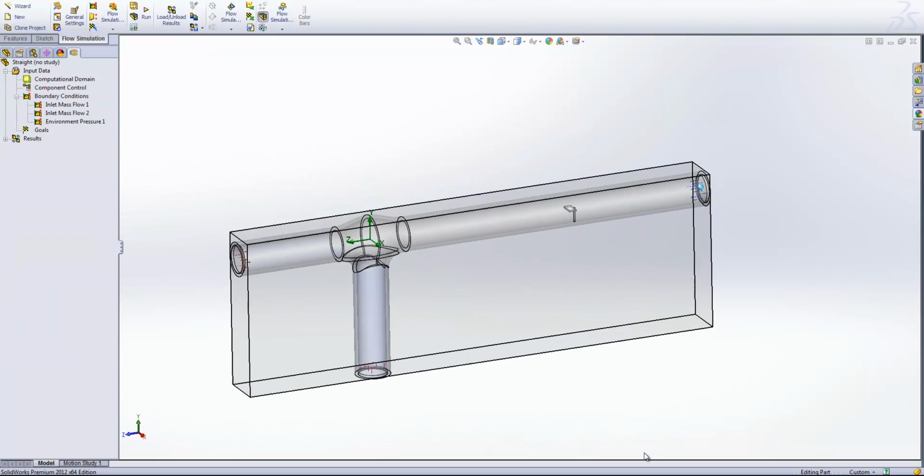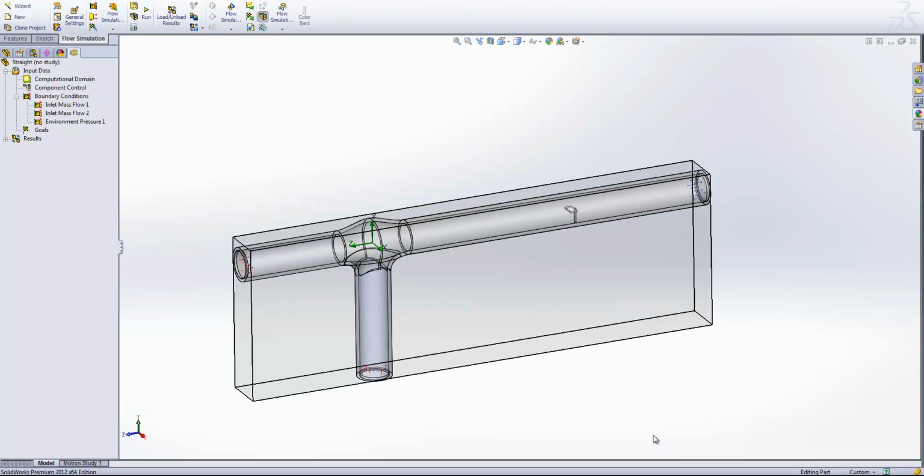Okay, that's my flow regime set up, so there isn't much else to do before we click run. One thing that's always handy to do is set up our goals. Goals are what the system uses to guide its convergence. When we talk of convergence, that's reaching a steady state result, if you will.